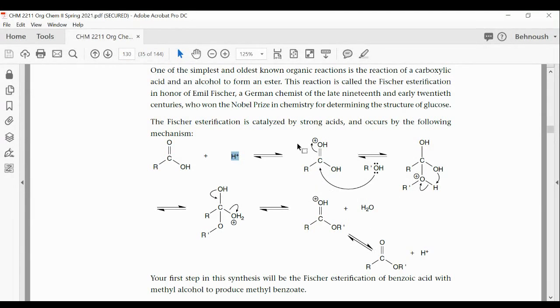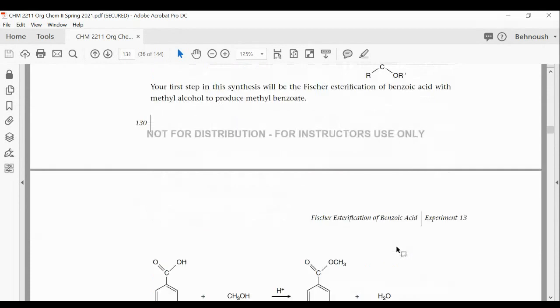So all these steps are reversible steps. That means this reaction is going to reach equilibrium quickly, and if it reaches equilibrium, that means the percent yield is not going to be very high. In order to make the percent yield greater for this type of reaction, again, in general it is a nucleophilic substitution reaction, specifically Fischer esterification.